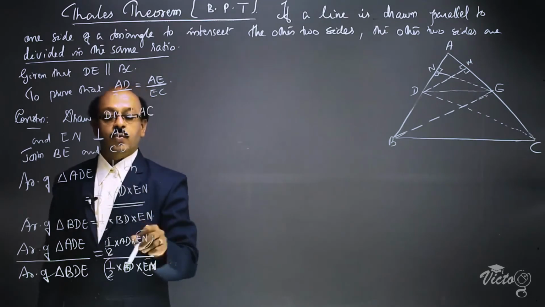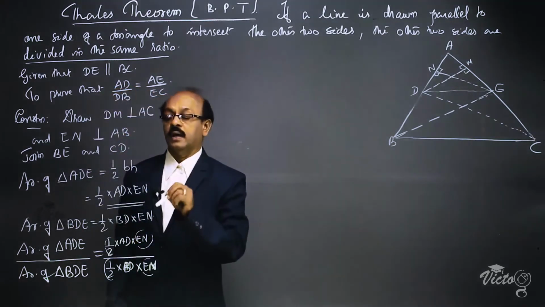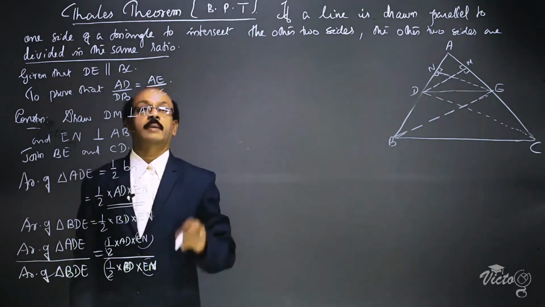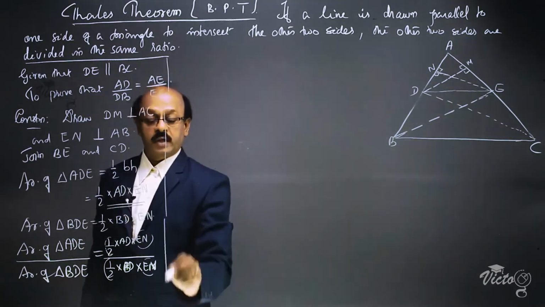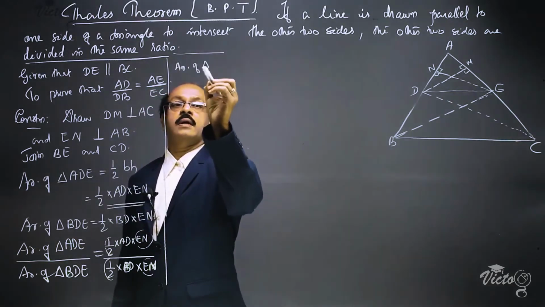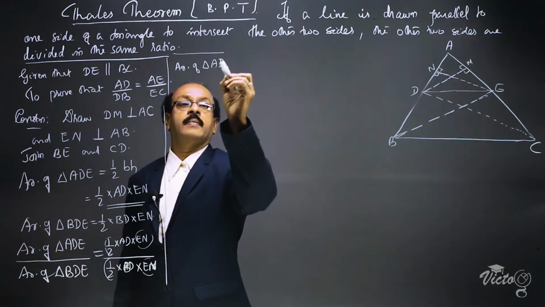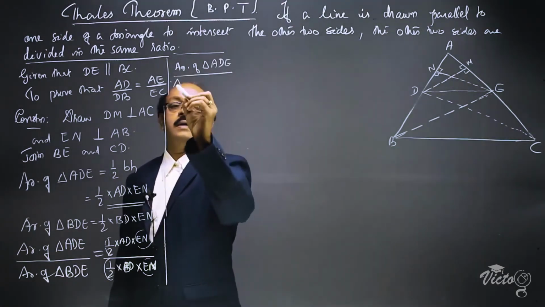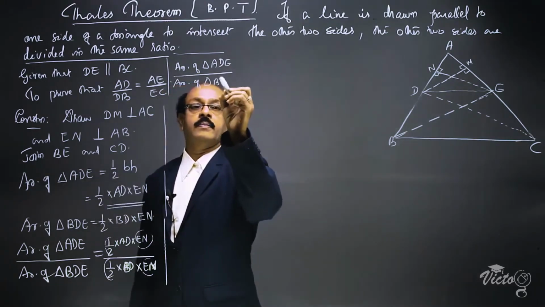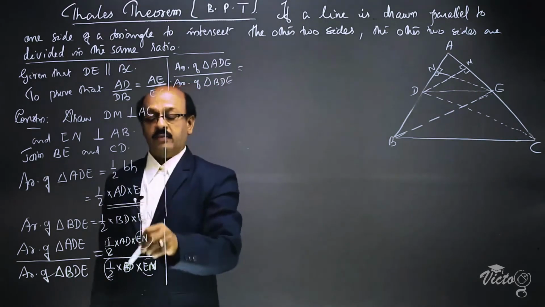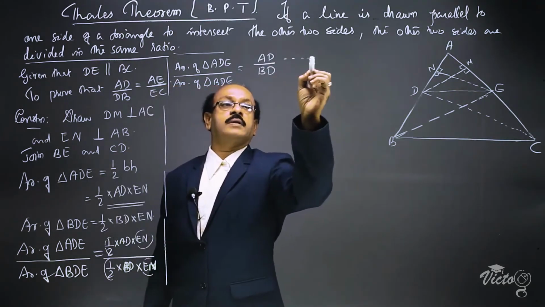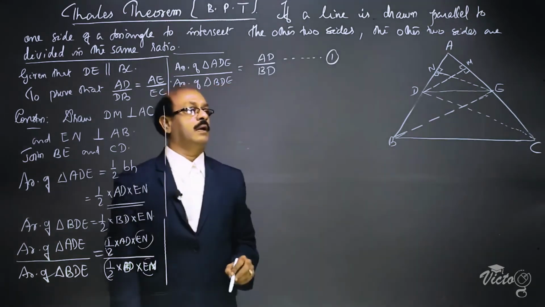Now the remaining quantity is: area of triangle ADE divided by area of triangle BDE is equal to AD divided by BD. We are taking this as equation number 1.